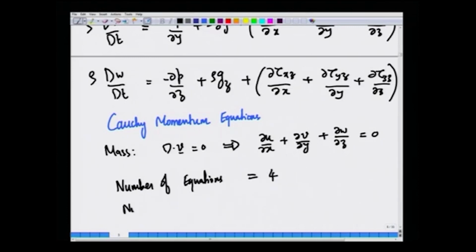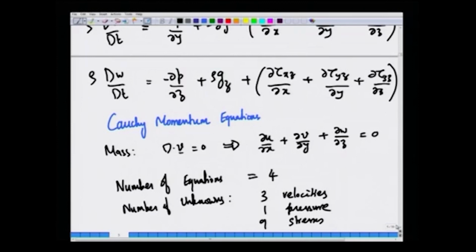And the number of unknown variables that we have, we can count as follows. Okay. 3 velocities, the 3 components of the velocity, 1 pressure and the 9 components of the stress.